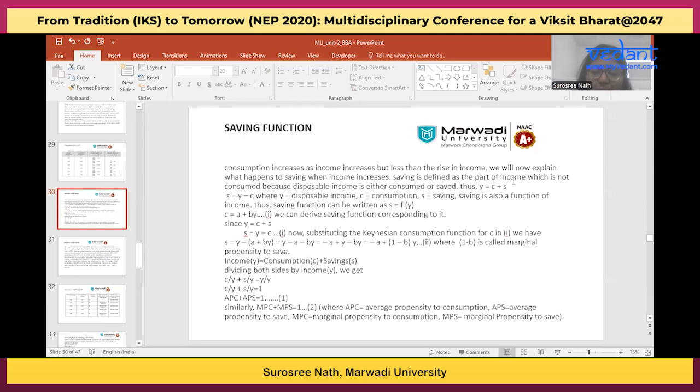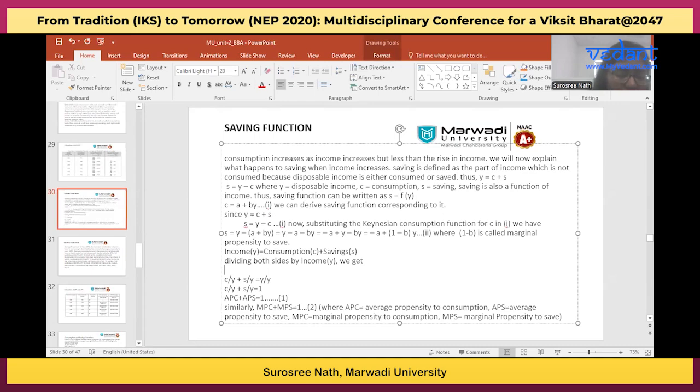Now if I divide both sides by the income level, then I get C divided by Y. Please check here, I am doing this one by one. Y equals C plus S, right? Now if we divide both sides by Y, then we get C divided by Y plus S divided by Y equals Y divided by Y. So we get that APC plus APS equals 1.